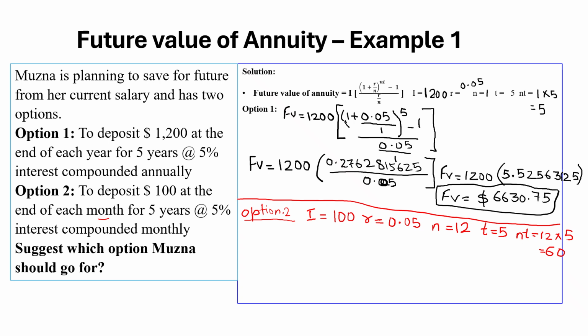Now we will just put this in the formula. Just substitute it. So I'll write here my future value of annuity is equal to, look, the formula on the top. I. My I is what?